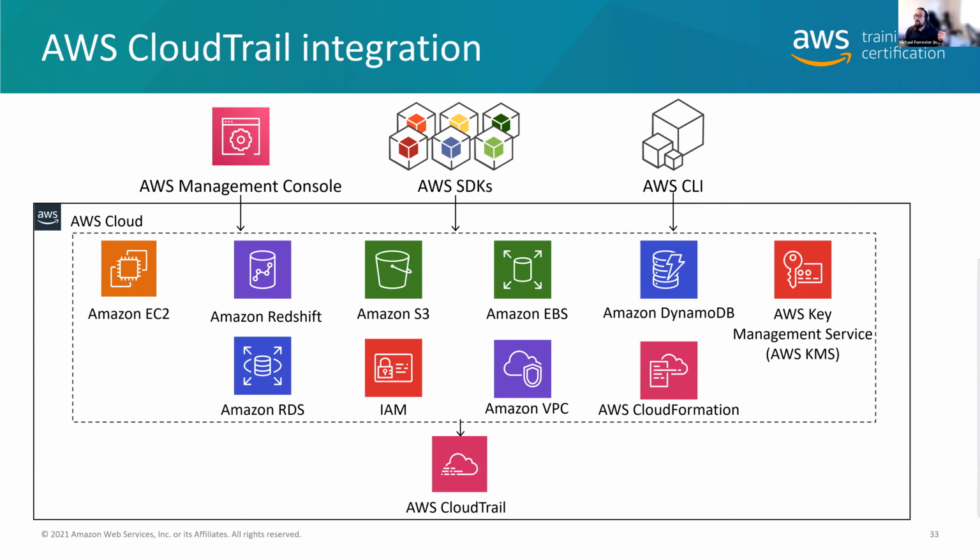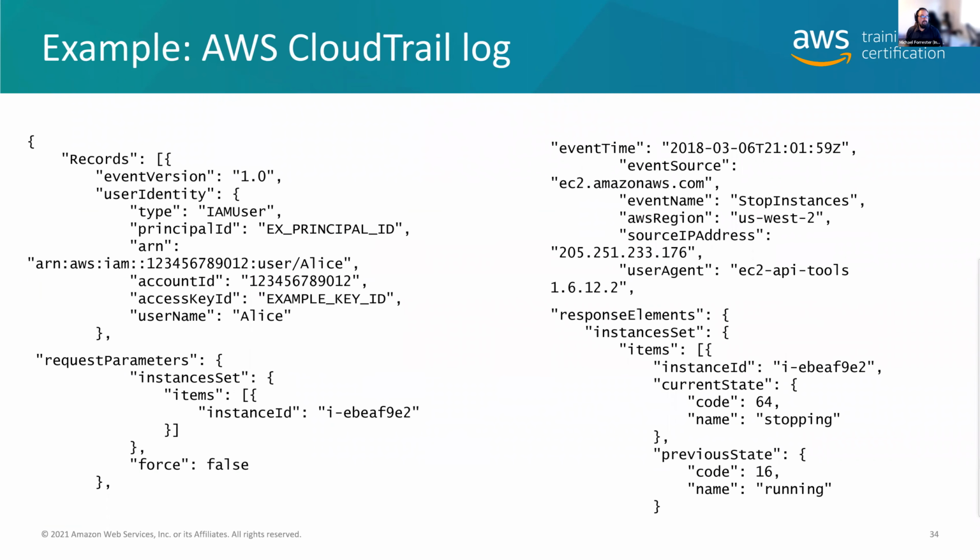So for example, if someone comes in and deletes your primary database off your system and you're like, who did that? CloudTrail is your friend, right? Here's an example. I want you to look at this and tell me the name of the user who did something. You've never seen this before. What's the name of the user?